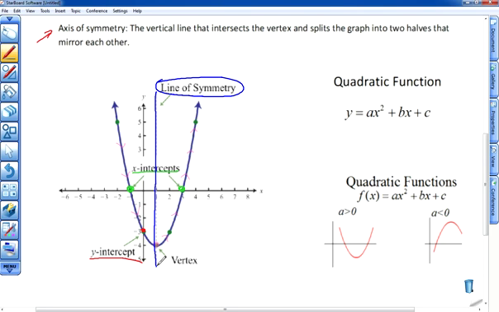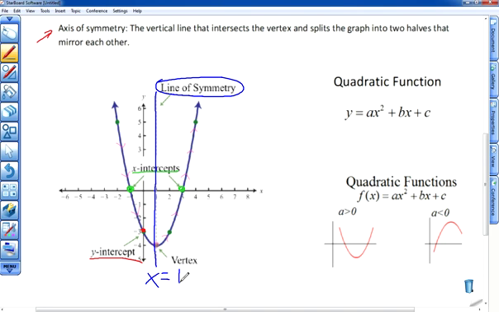Again, this line, as you can see, goes through the vertex and splits our graph in half, and each side is a mirror image of the other side. It's also important to label the line of symmetry. The line of symmetry is a vertical line. The equation of a vertical line looks like x equals, and then whatever value this line crosses the x-axis. In this case, it's at 1. So x equals 1 would be the equation of this line of symmetry.